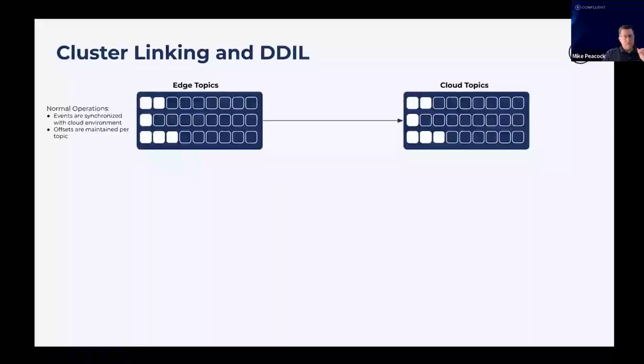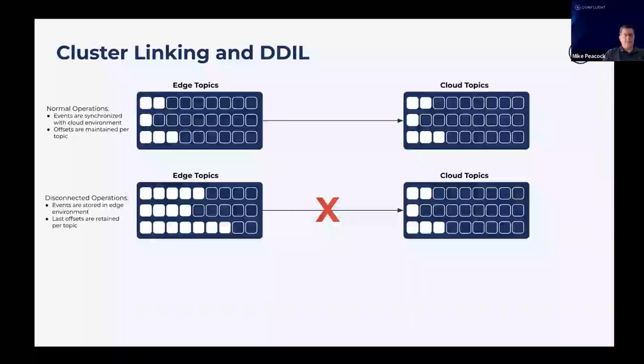In normal operations, with cluster linking, say from an edge device to a cloud environment, events are synchronized, no problem. You have full connectivity. Every time a topic is synced with the cloud, that offset is updated and retained for that specific topic.